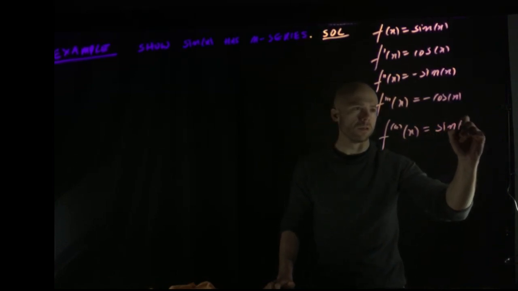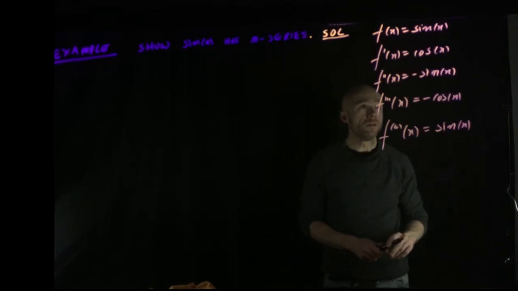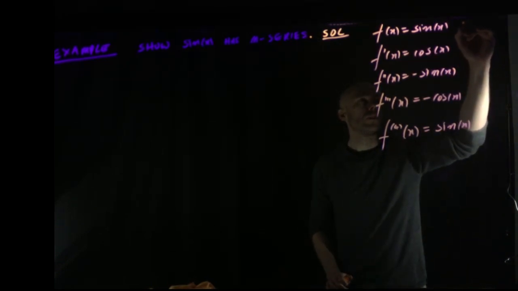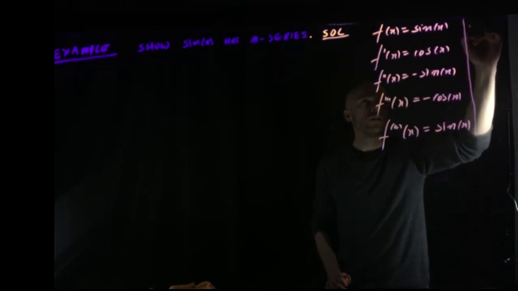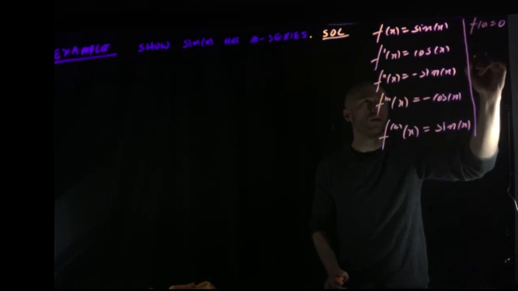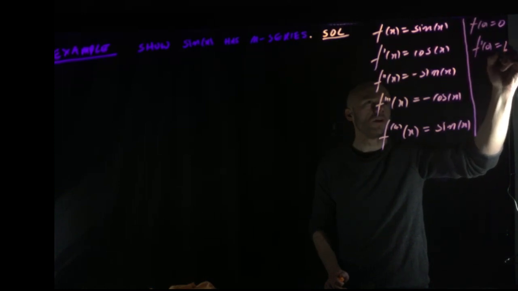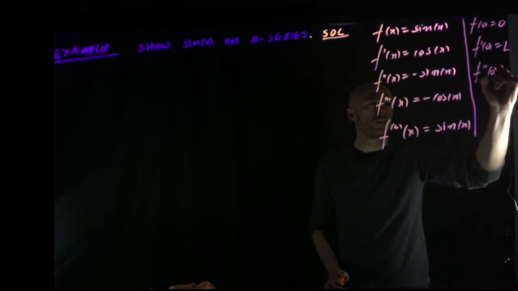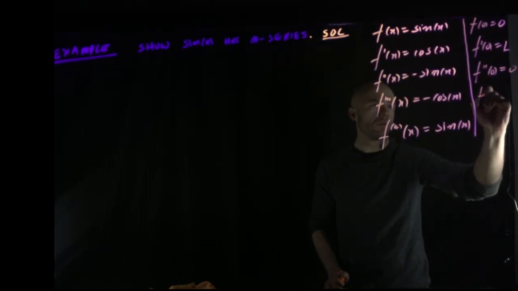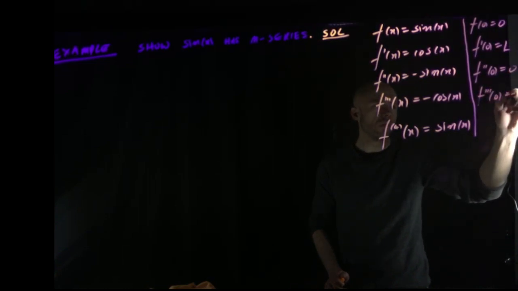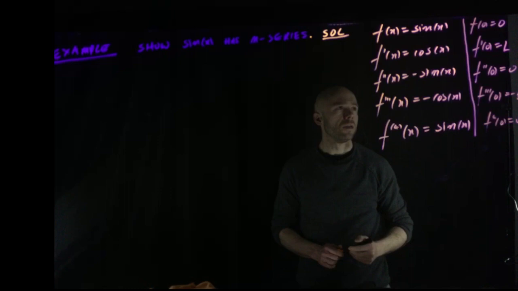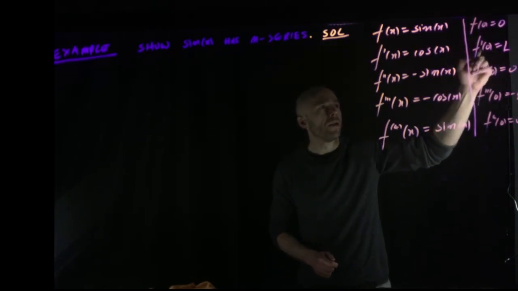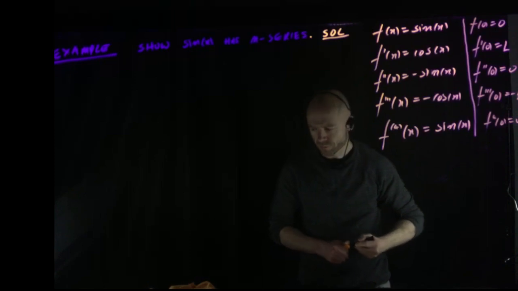And then it's just going to repeat, right? And we're going to do this at 0, so let's put this line right here, and let's write when we have a 0. So f of 0 is 0, f prime of 0 is going to be 1, f double prime of 0 is 0, the third derivative at 0 is minus 1, and then the fourth derivative is 0. Okay, so we're going to have this 0, 1, 0, minus 1, 0 pattern repeating.